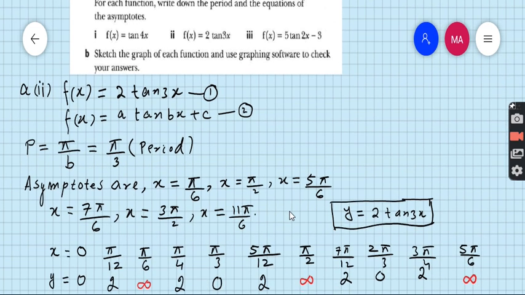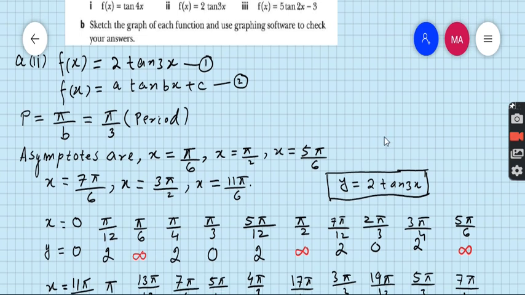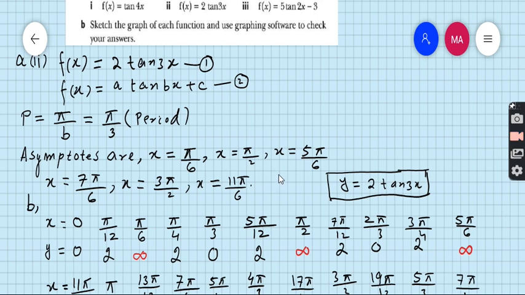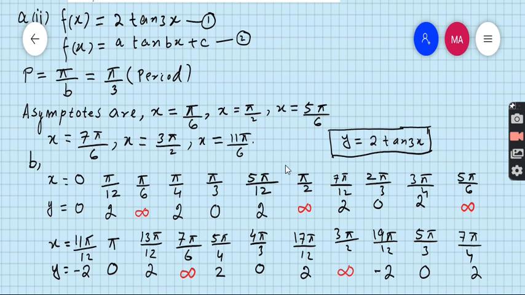Now the next part, which is the main part, part B. Sketch the graph of each function. This is part B. So we have to draw the graph of y equals 2 tan 3x. How to draw the graph of y equals 2 tan 3x?